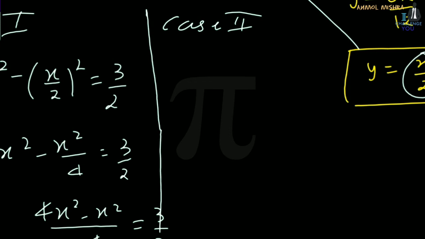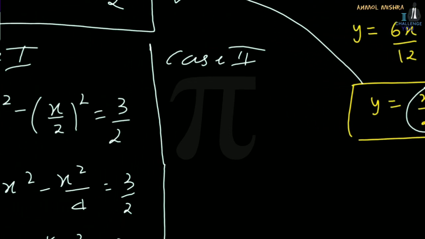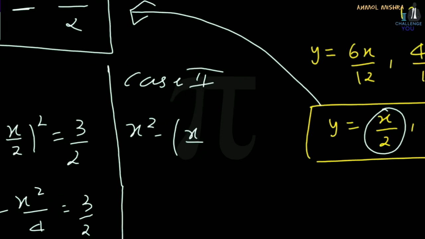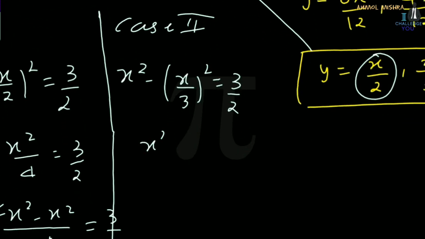Now let us move to case 2, putting y is equal to x by 3. So x square minus y square means x square minus x upon 3 the whole square, and that is equal to 3 by 2. So 3 square is 9, x square minus x square by 9. Taking the LCM, 9 minus 1 is equal to 8x square upon 9. So it would become 8x square upon 9 is equal to 3 by 2.